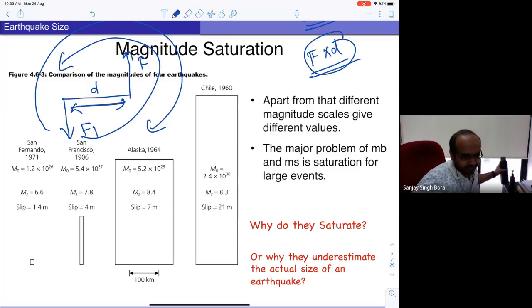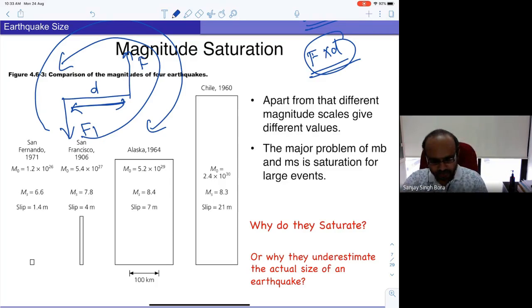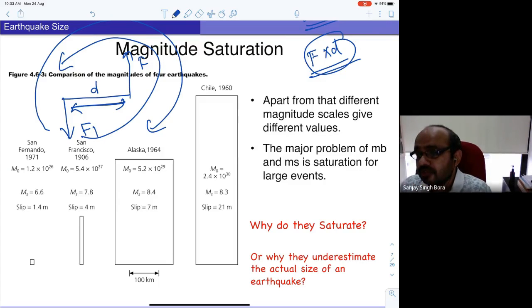So moment is defined as the modulus of rigidity, multiplied by the average displacement D, multiplied by the area of the fault. So that is how moment is defined. Geologists can go on the field and measure this quantity. In the case of earthquakes, this is one of the few quantities we can measure in the field, because most of the other things are measured through the seismogram.